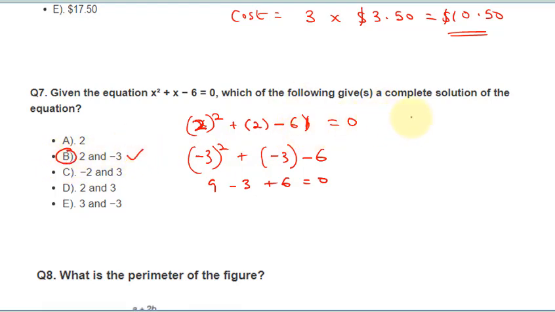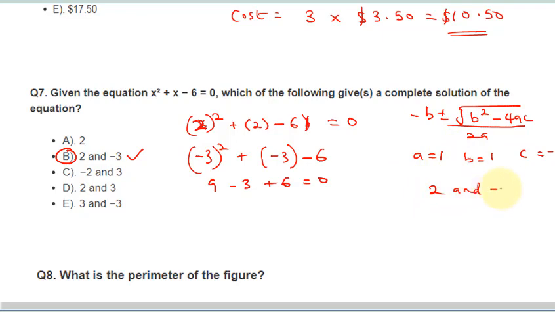The second method of solving this question is to apply the quadratic formula, which says minus b plus or minus the square root of b squared minus 4ac all over 2a. And you know from here, your a is going to be 1, b is going to be 1, and c is going to be what? Minus 6. So applying this formula, you are going to get 2 and minus 3.